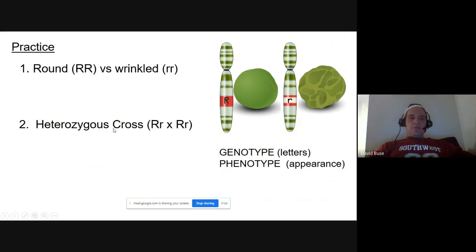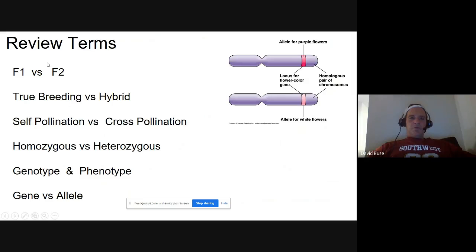In the second cross, when we do our heterozygous cross, we would expect for the phenotype about 3/4 of them would be round, and 1/4 of them would be wrinkled, based upon these parents. The genotype would be 1 to 2 to 1. So about 1/4 would be big R, about 1/2 would be big R, little r, and 1/4 would be little r, little r. So to review some terms with you really quickly, take a minute to review these.